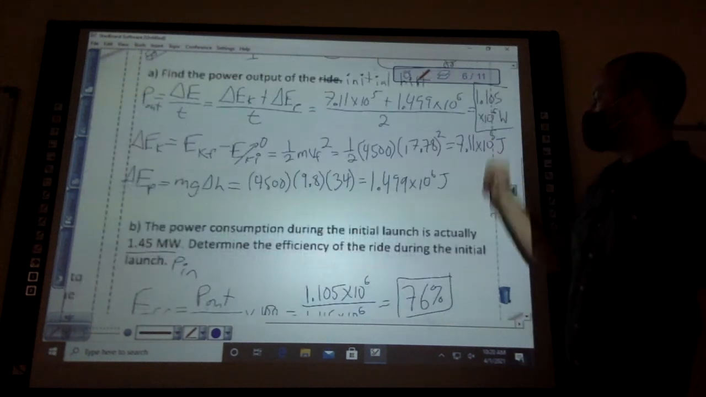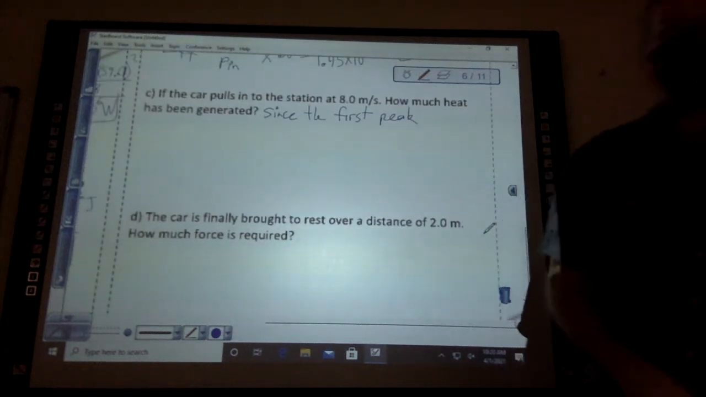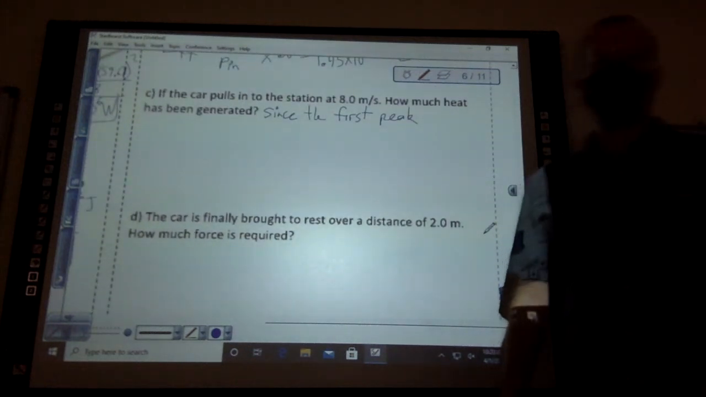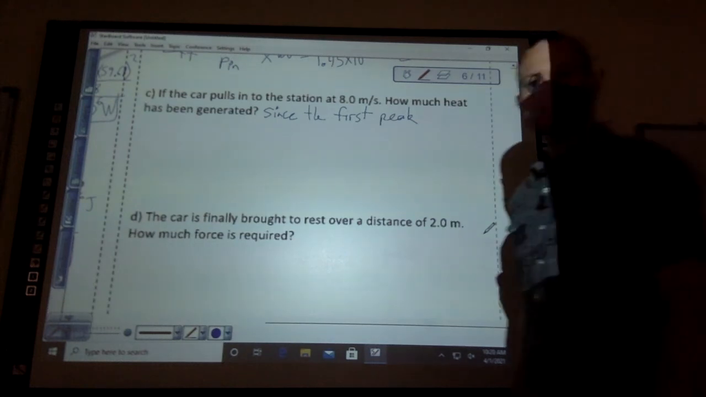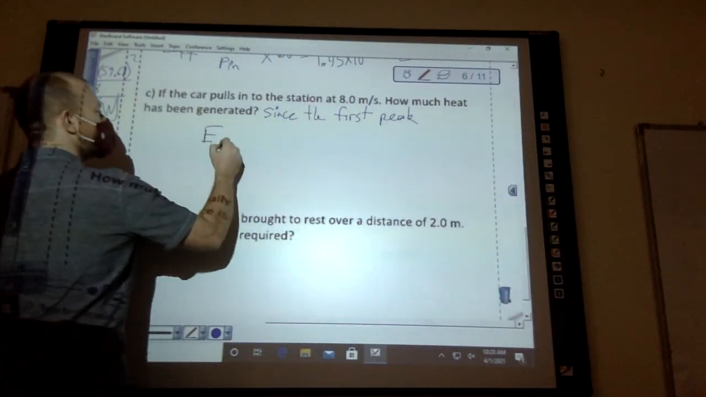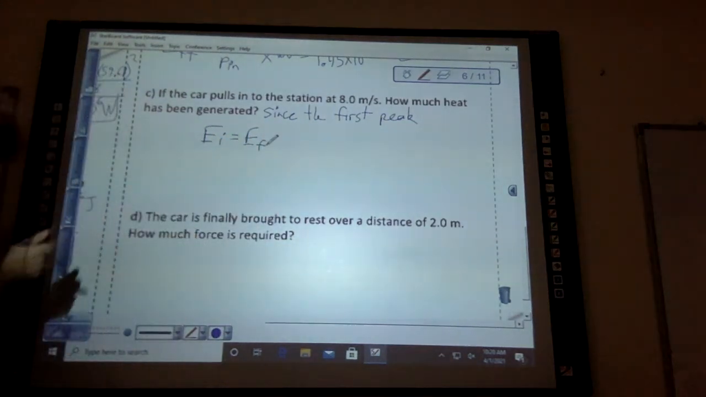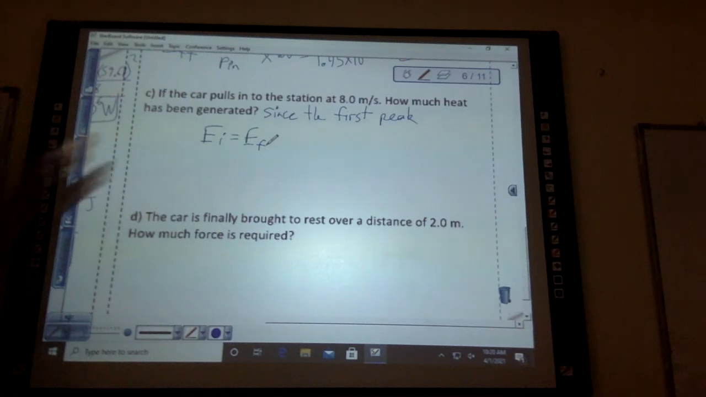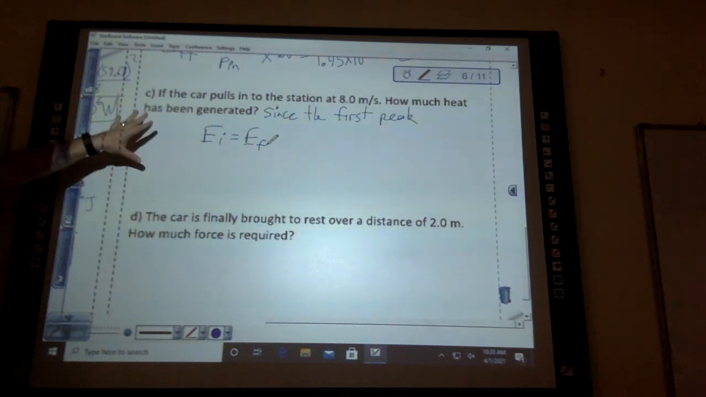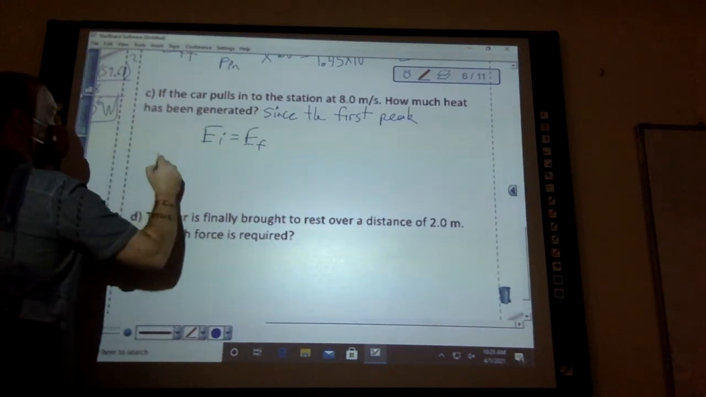So we're told at the end we've got 8 meters per second. What we're looking at is how much energy we are losing. So we're looking at this equation: energy initial equals energy final. We're looking at since the first peak, so our initial energy is at the first peak, and the final is at the very end. So we need to look at this equation.